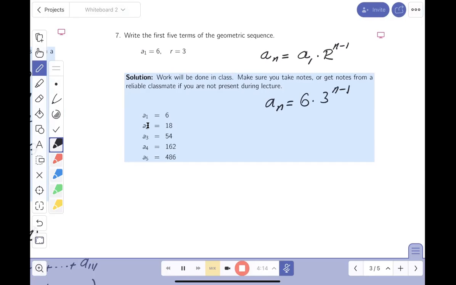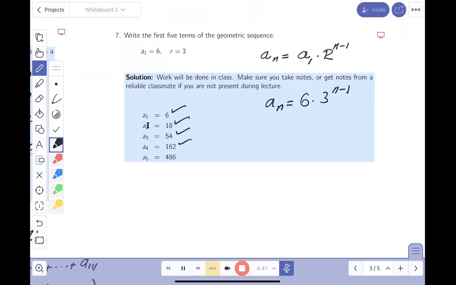Now, let me keep going. Write the first 5 terms down. Well, it couldn't be easier. A1 is 6. That's been given. How do we get the next term? Multiply it by 3. 18. How do we get the next term? Multiply it by 3. Well, what's 3 times 18? 30 and 24, 54. How do you get the next term? Multiply by 3. So 54 times 3 is 150 and 12, 162.